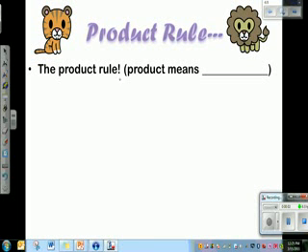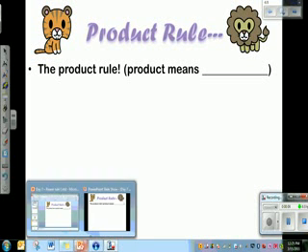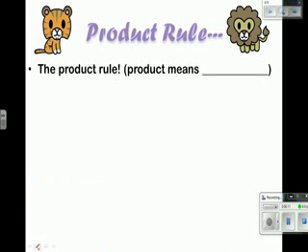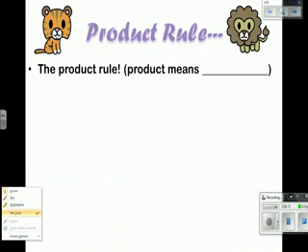All right, so the power rule isn't the only way that you can take the derivative. Other ways that we can take the derivative is using something called the product rule, which is what I'm going to talk about quickly right now.